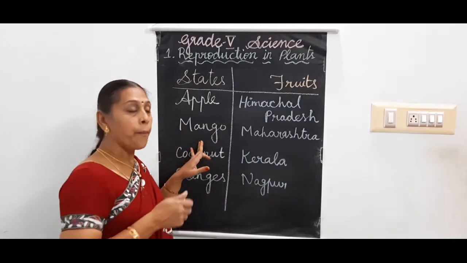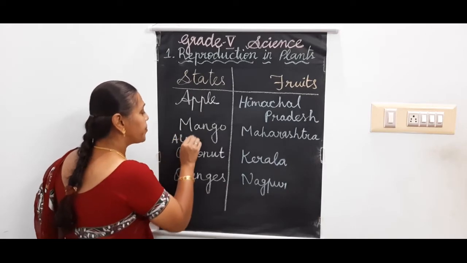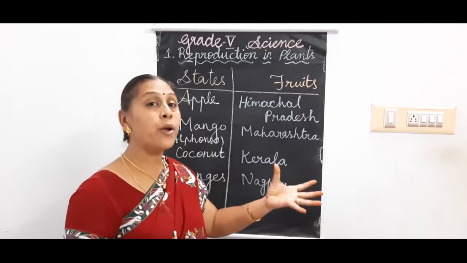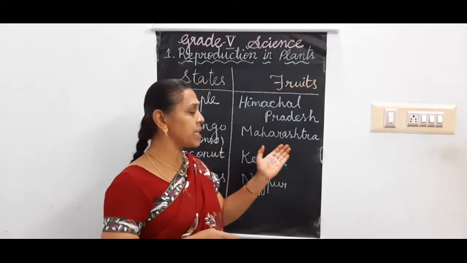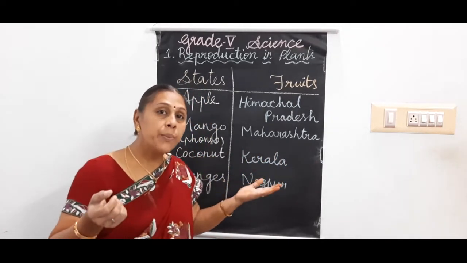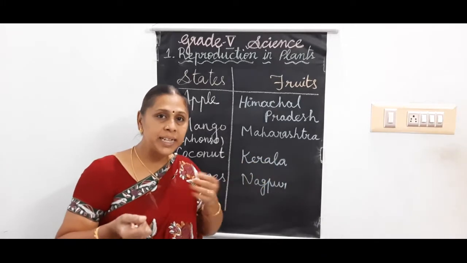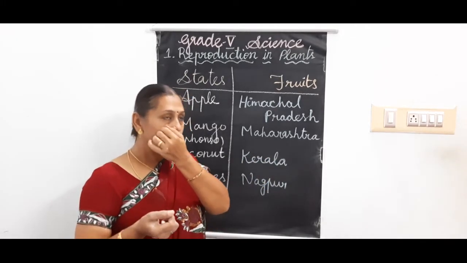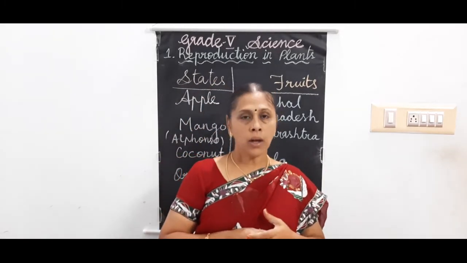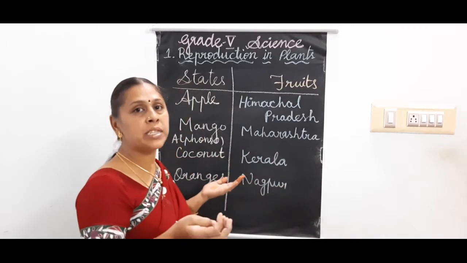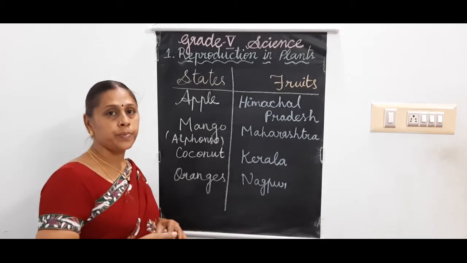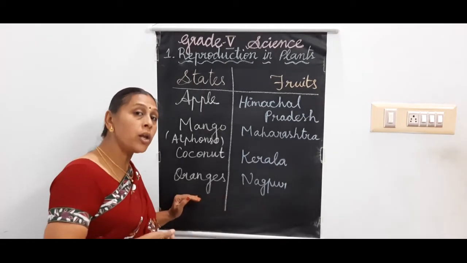And mango, particularly Alfonsa mango, high quality mango. That is famous in Maharashtra. Next, coconut. Lots of coconut trees will be there in Kerala, our neighboring state. It is famous. In that state, they prepare all the food items only with coconut oil, because lots of coconuts are produced there. And oranges, that is famous in Nagpur. Okay, Nagpur is famous for oranges.